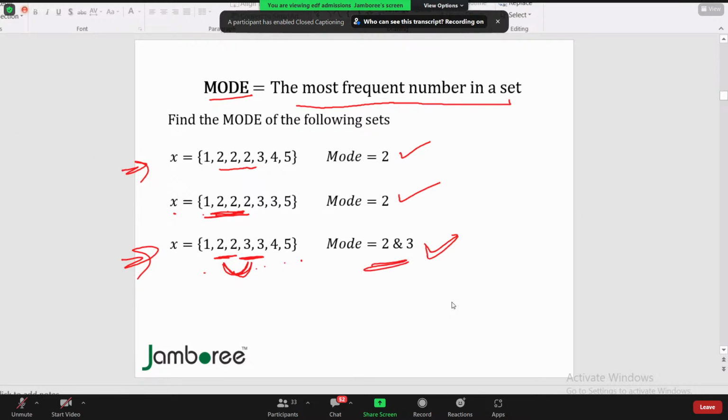So the bottom line here which we need to understand is that a series can hold more than one mode. I repeat, a series can hold more than one mode. Note down this idea and then we'll move on.